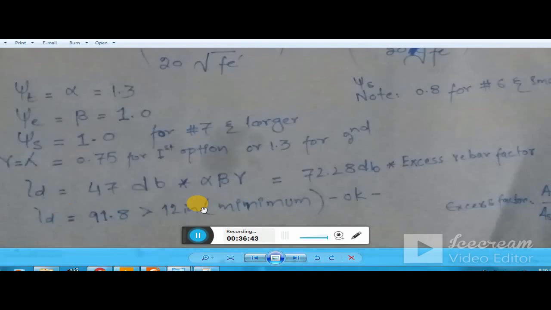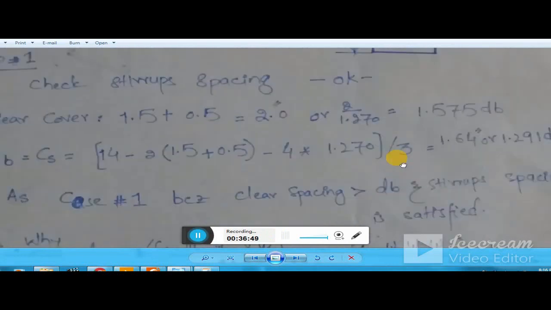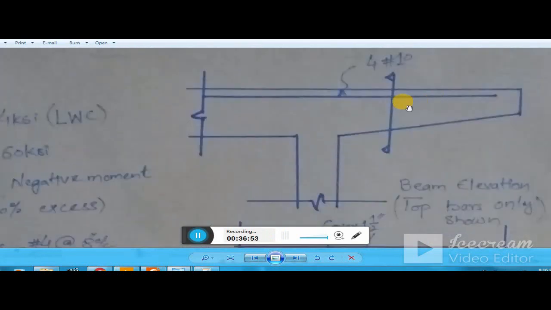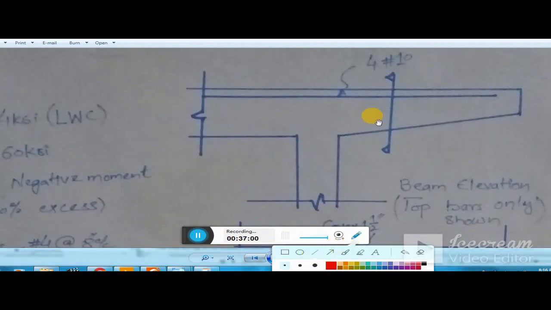So this is the criteria, and the criteria is satisfied. Now the question, which is a very, very important question and, you can say, the abstract of this whole calculation, is how much free span is available from the face of the column to the free end.